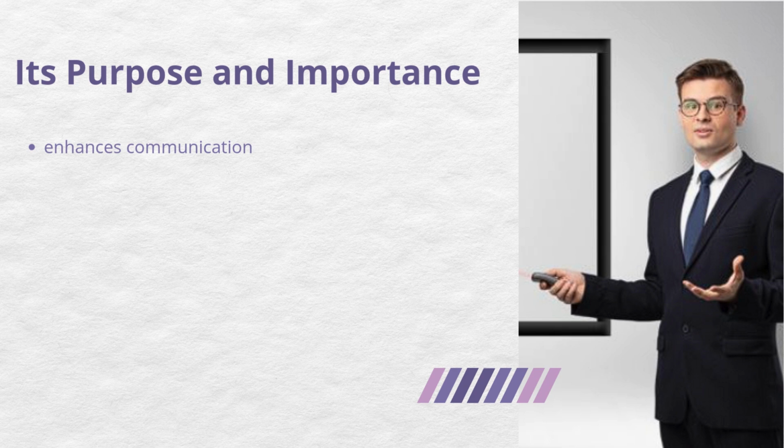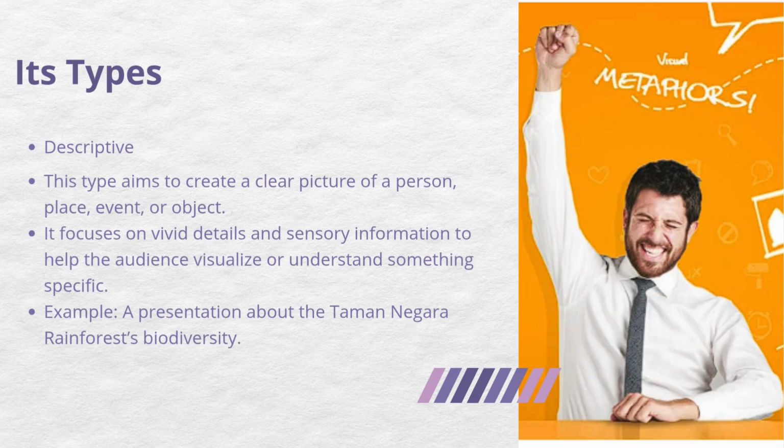There are 4 types of informative presentation. The first one is descriptive presentation. It aims to create a clear picture of a person, place, event, or object by focusing on vivid details and sensory information to help the audience visualize or understand something specific. A presentation about the Taman Negara rainforest's biodiversity is an example of a descriptive presentation.